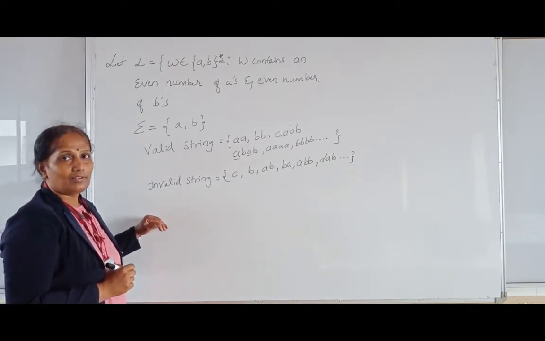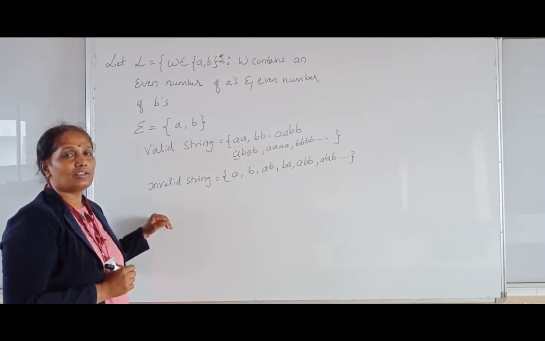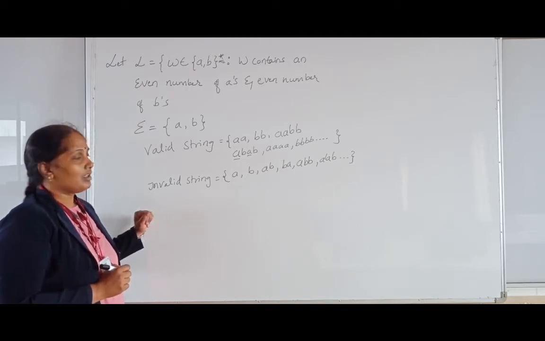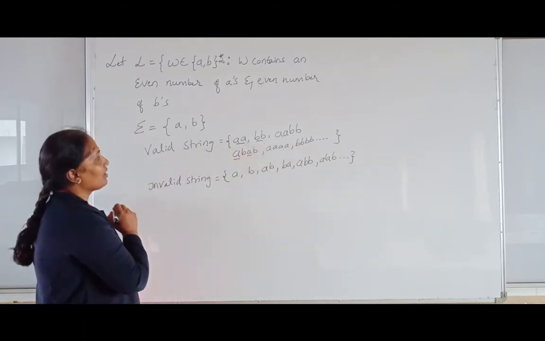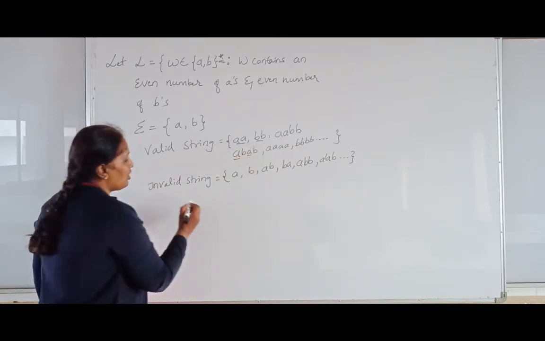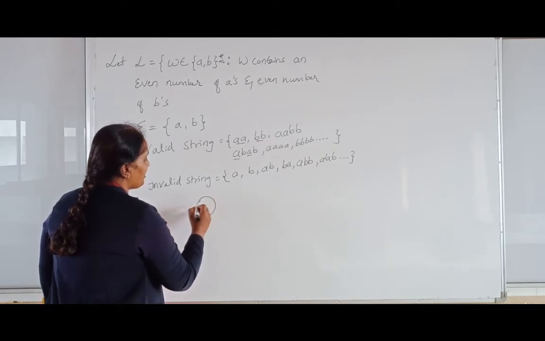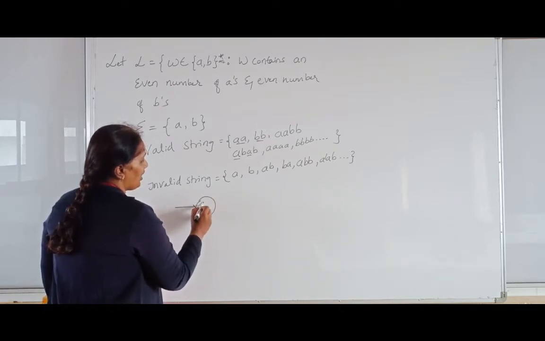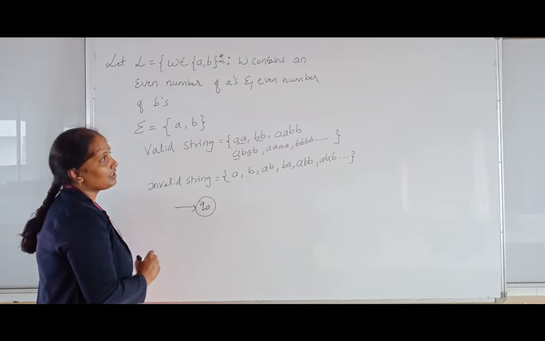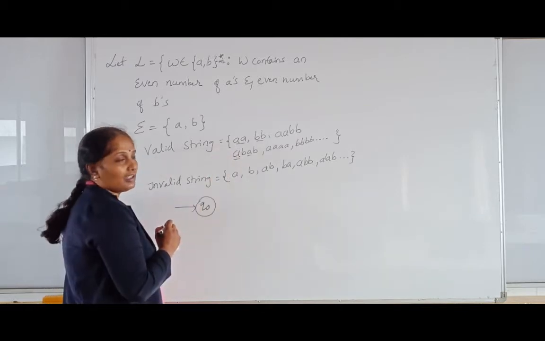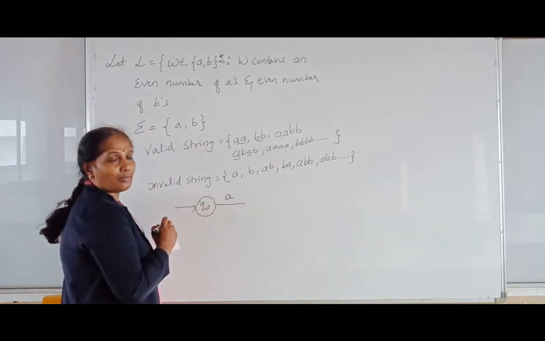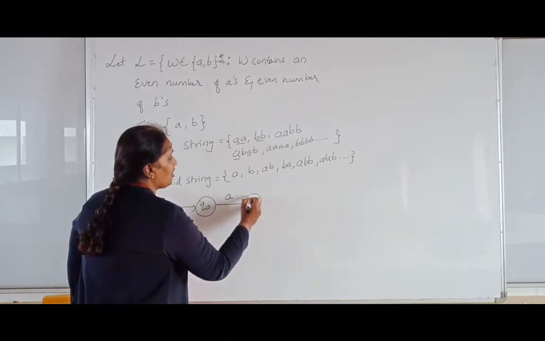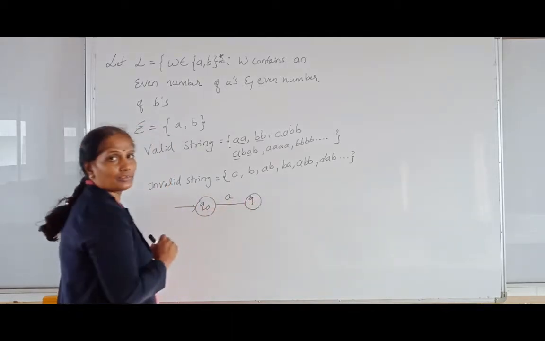What is the next step? First, I should construct the basic DFSM, which accepts the minimum string in the valid string list. So, here first I start with the start state. I name this the Q0 state. See, what is the minimum string here? AA. So, when I accept the A, I will change the state to Q1.